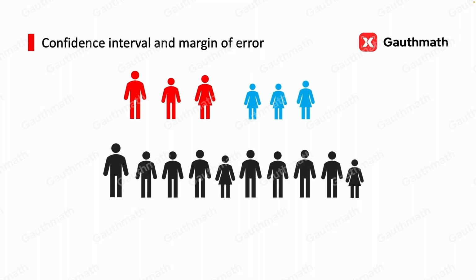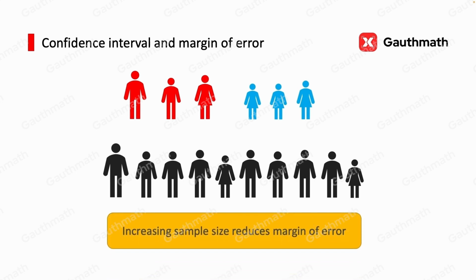And one way to reduce the margin of error is pretty straightforward. We increase the sample size. By increasing the sample size, the tall guy on the left will be evened out by all other 9 individuals in the sample, and thus will not impact the sample mean as much as when we only had a sample size of 3.